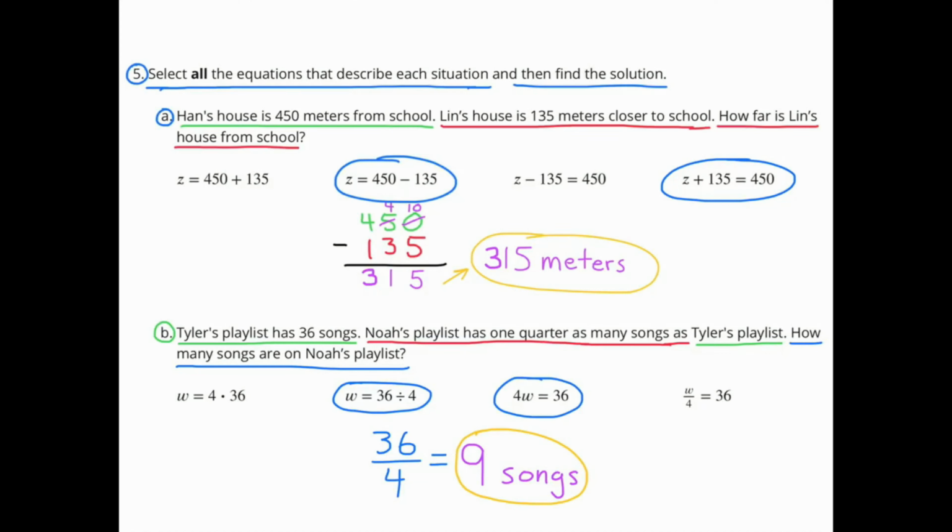And 4W equals 36. 4W means 4 times W, or 4 times the number of songs in Noah's playlist, and that would equal 36, the same number of songs in Tyler's playlist. The number of songs in Tyler's playlist, 36, divided by 4 equals the number of songs in Noah's playlist, and that's 9. There's 9 songs in Noah's playlist.